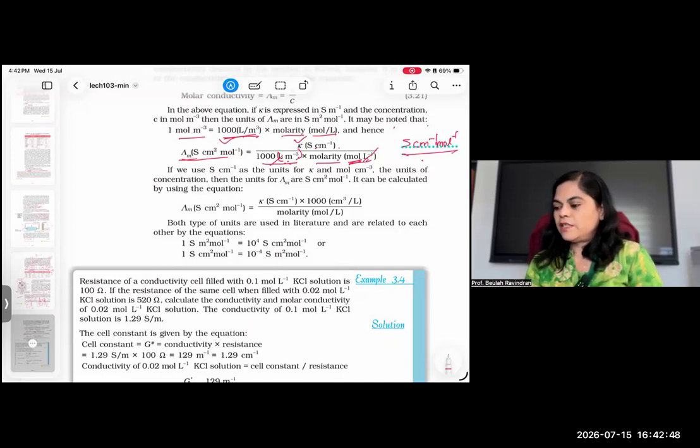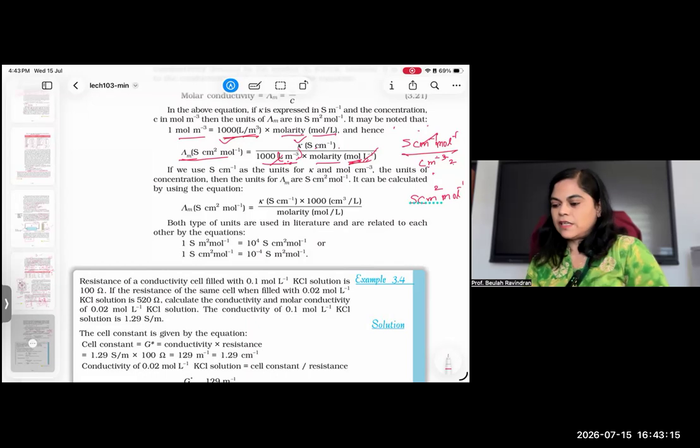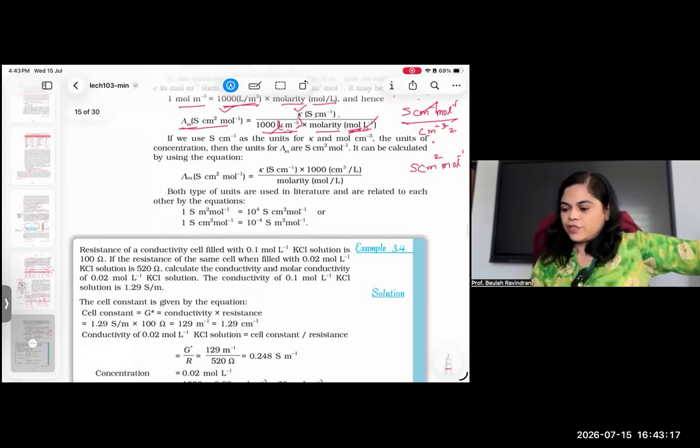So centimeter means you have to convert, right? How can you convert that? Meter into centimeter, so 1 gets cancelled. Then 2 becomes Siemens, this centimeter power minus 2 goes up. So centimeter power 2 mole inverse. So this is the resultant. You know all these things. It can be calculated by using this relation.